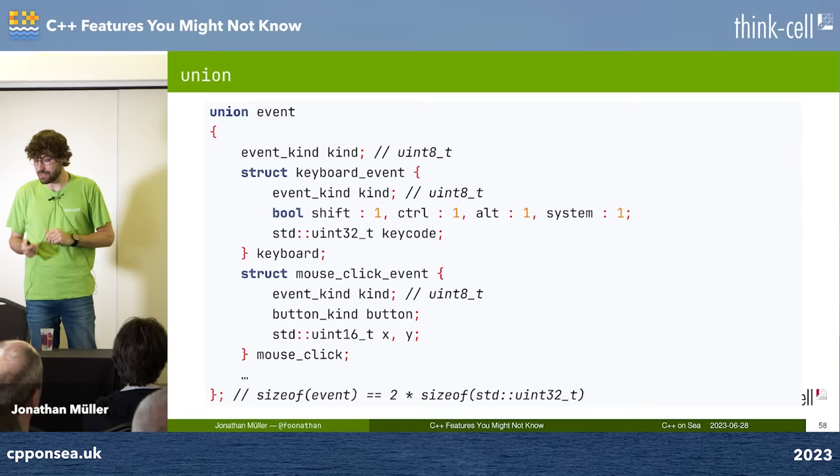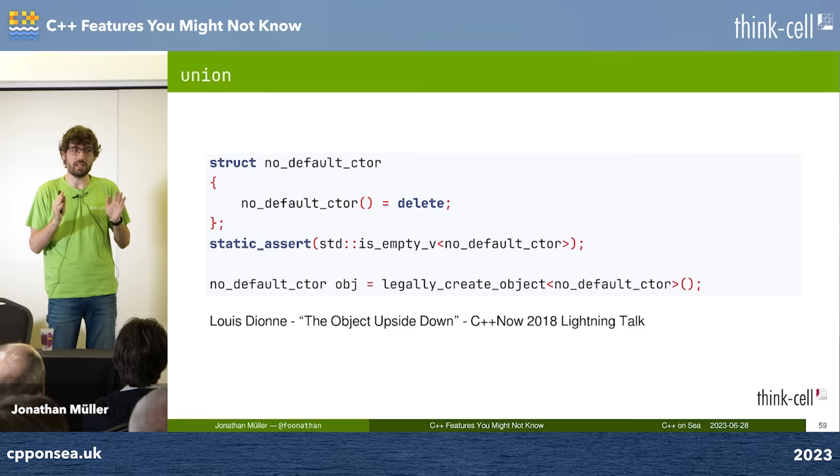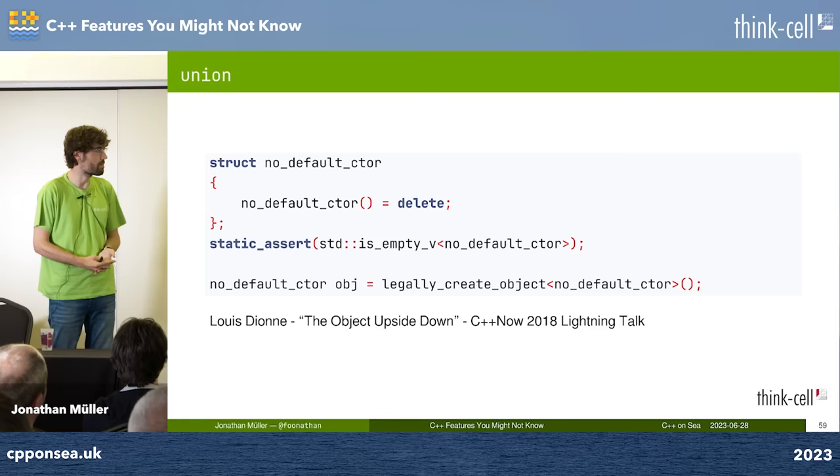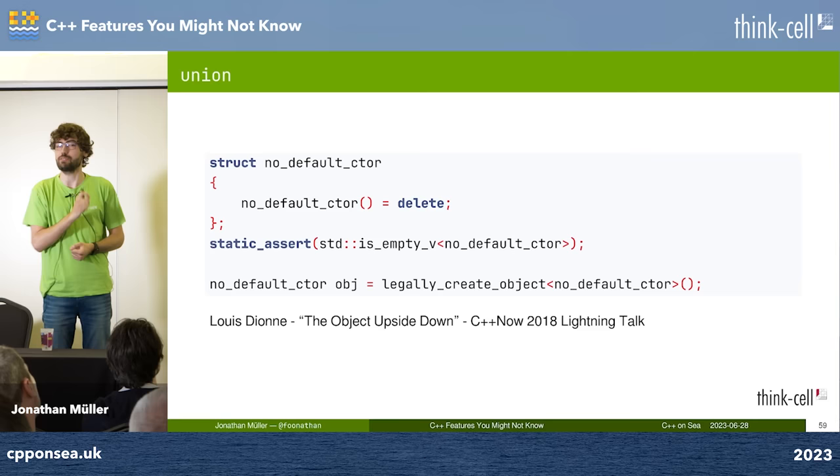So Louis gave a lightning talk in 2018, as people just know. He was dealing with lambdas. And at the time, lambdas, even if they didn't capture anything, weren't default constructible, which is annoying, because they're empty types. They should have a default constructor. So he came up with a way to legally construct an empty object without a default constructor. Link again to the talk is at the end.